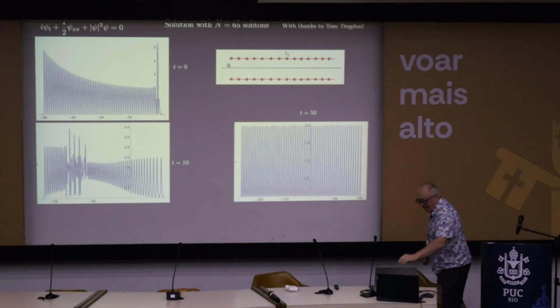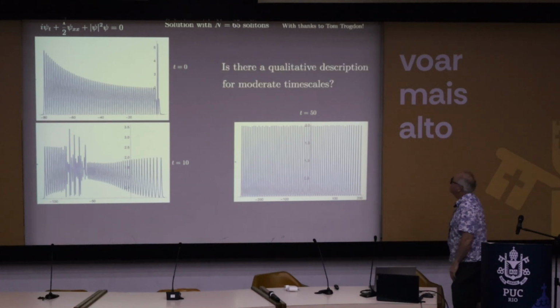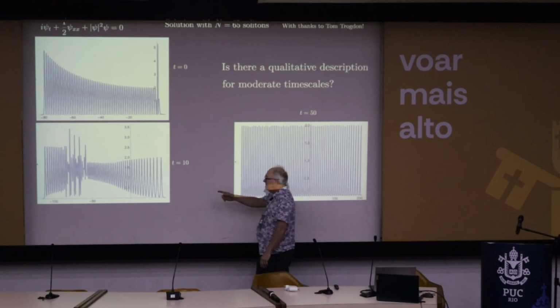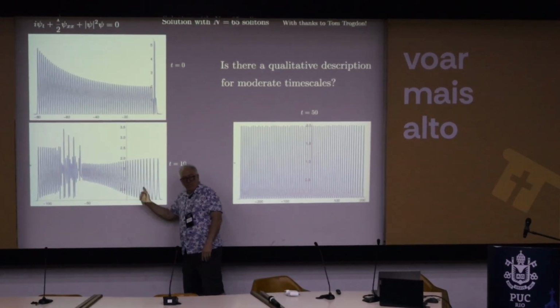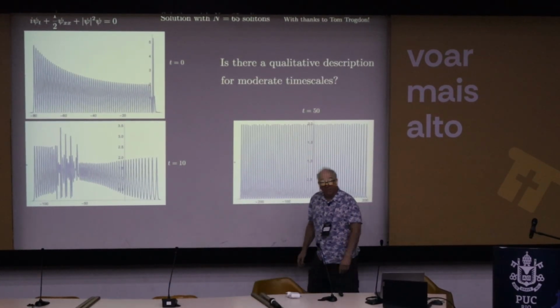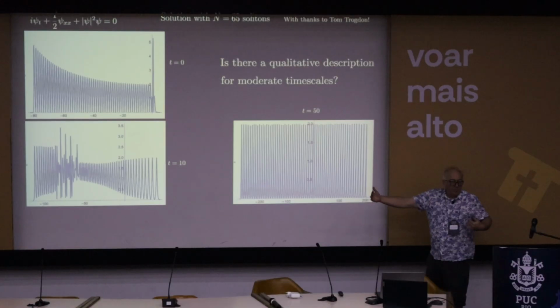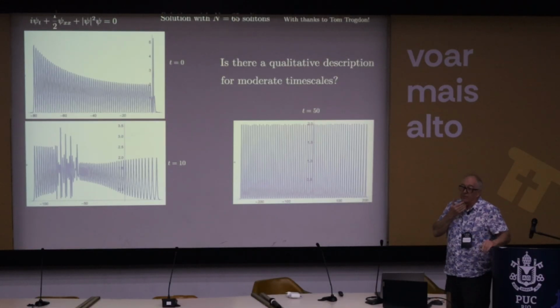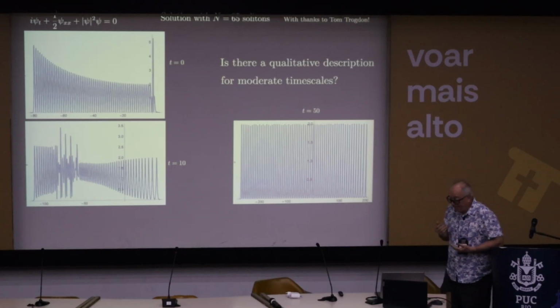So what's being asked by this kinetic theory is, is there a qualitative description of this picture for moderate timescales? Can you say something about what is going on in this region of time over macroscopic regions in space? Okay? It's an asymptotic analysis problem in which the number of solitons in the problem is growing to infinity. That's the asymptotic parameter. Okay?